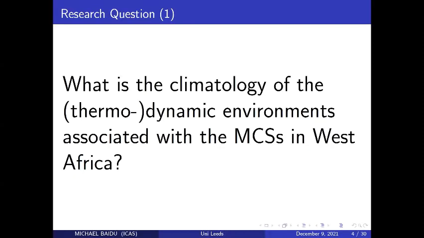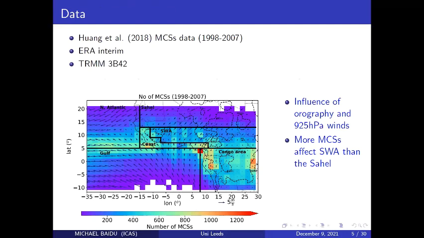So the first question: what is the climatology of the thermodynamic environment associated with these storms in the region? This is very important in being able to predict them accurately. To address this, we track MCSs. We use MCS data that were tracked from 1998 to 2007 from the Huang et al. algorithm, which you will find in his paper.